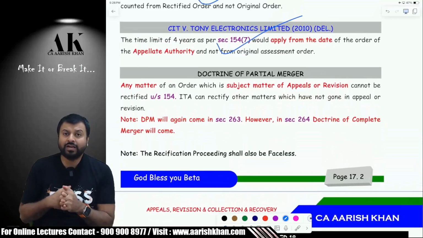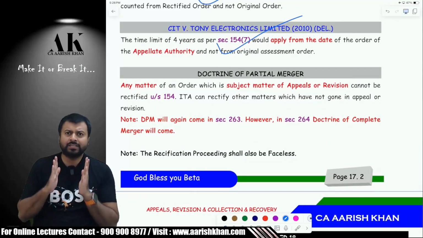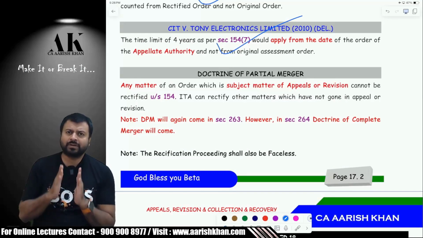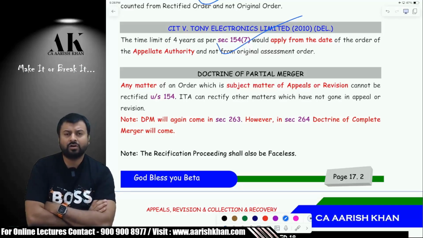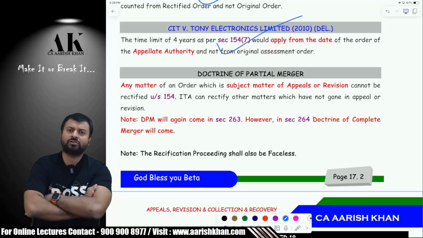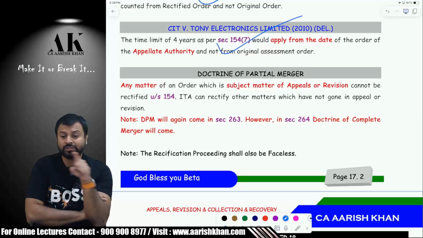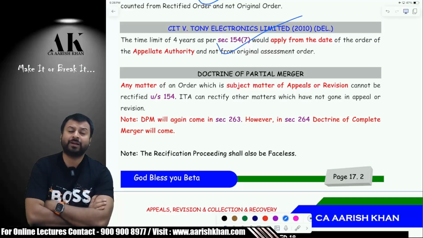Okay, now the doctrine of partial merger, a very important concept. This concept comes here also. This concept comes in section 263 also. In section 263 also the doctrine of partial merger comes, and in 154 also the doctrine of partial merger comes. But in 264 the concept of the doctrine of complete merger comes.